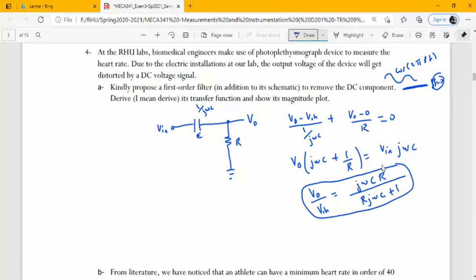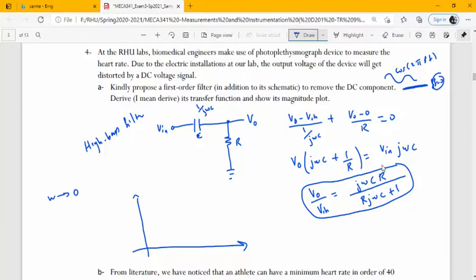And we need to plot the magnitude to verify that this is a high pass filter. Either we use the diagram directly or the transfer function. So in case we want to use the schematic, as omega tends to 0, the impedance of the capacitor will be infinity, and therefore this would be an open circuit. Therefore V output would be connected to the ground, so V output would be equal to 0.